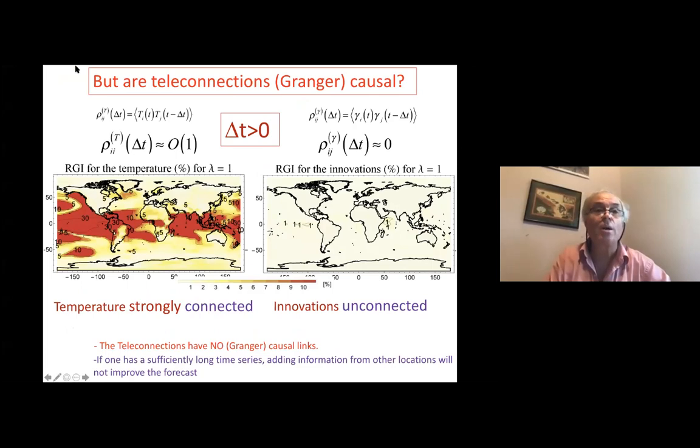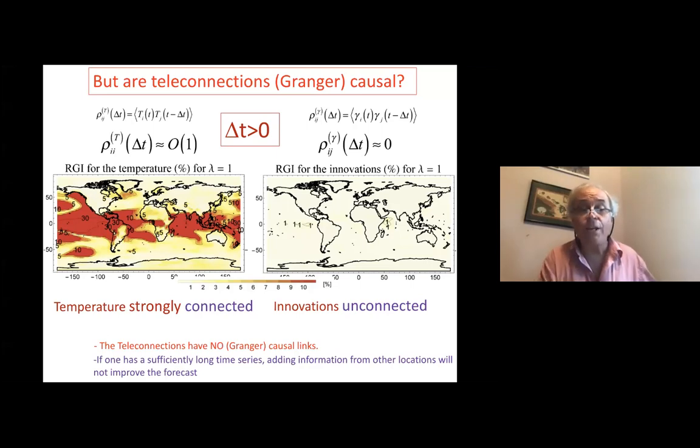So coming back to this question about teleconnections, can they help us improve our forecast? Well, you want to look not just at the correlations at an instant right now, but at the correlations between now and 1 month in the future. So here you have the connections based on 1 month in the future. For the temperature, it's almost the same as for 0 month lag. But for the innovations, the white noise that's building the process, you indeed find virtually zero correlations. That means the innovations are completely disconnected spatially.